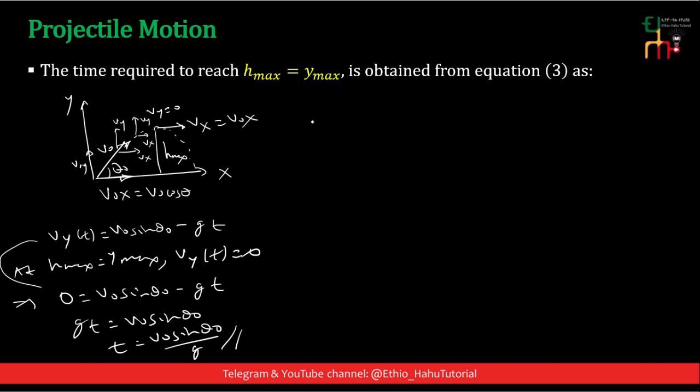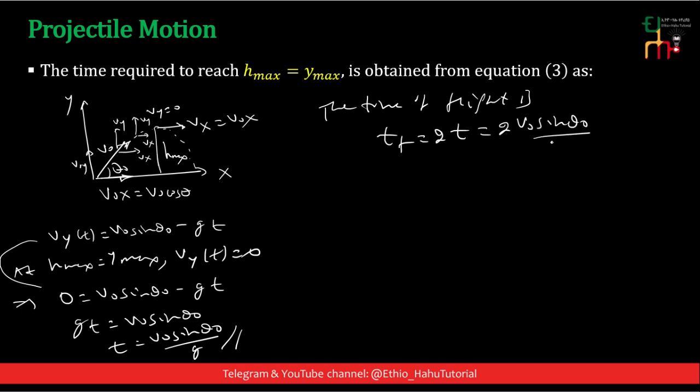The time of flight, Tf, is equal to twice the time taken to reach Hmax, t. The time taken to reach Hmax is V naught sine theta naught divided by g, so Tf is 2 times V naught sine theta naught divided by g. This is the time the projectile is in flight. This time of flight can also be obtained from the equation for the displacement of the particle along the y direction at any instant of time.